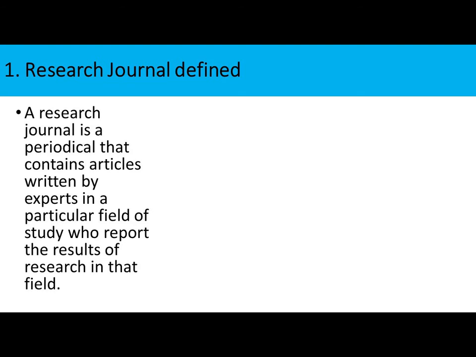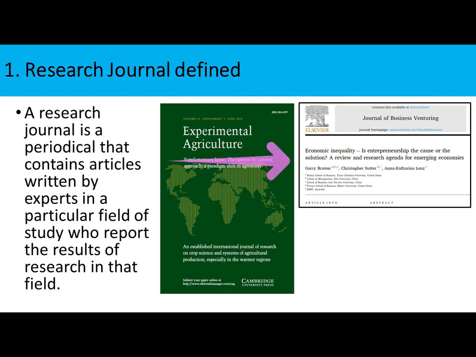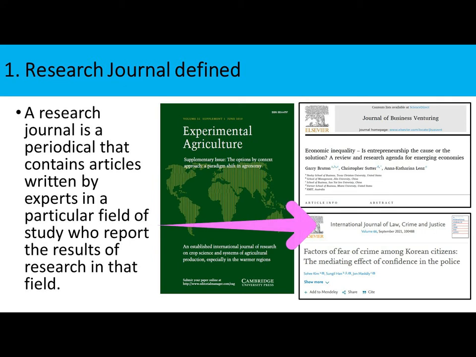As for the definition of a research journal, it is a periodical that contains articles written by experts in a particular field of study who report the results of research in that field. For example, we have here a journal called Experimental Agriculture, which obviously focuses on experiments related to agriculture. Then we have the Journal of Business Venturing, which obviously focuses more on business. And then another, Journal of Law, Crime, and Justice.